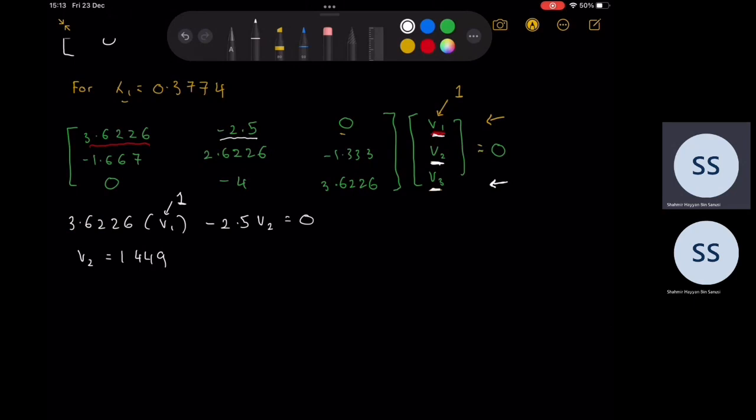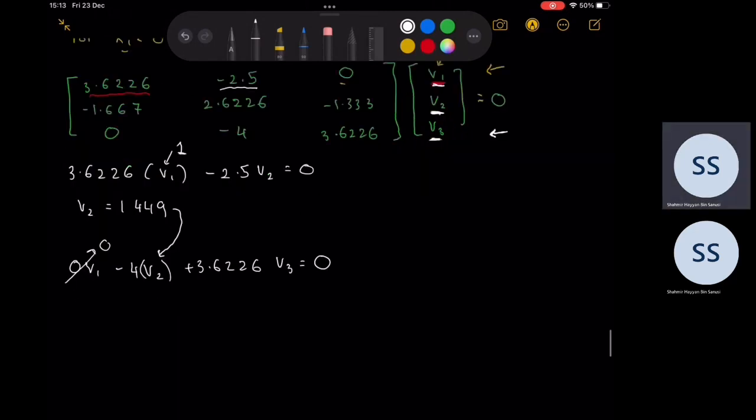So I write back from the third row. From the third row, 0 V1 minus 4 V2, this is already 0, plus 3.6226 V3 equals 0. So what we're going to do is replace the V2 value in here. In the end, you can obtain the V3 value, which is 1.6.